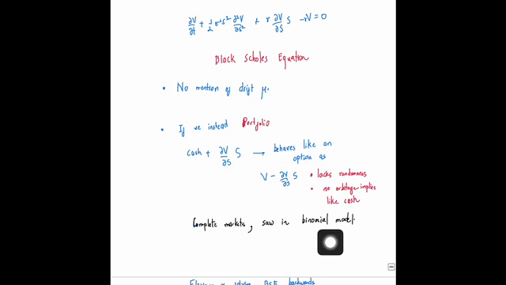This is something that we also saw in the binomial model, where given a basket of cash, options and the asset, we could just take any two of them in the basket and then construct something which will be a replacement for the third. Okay.